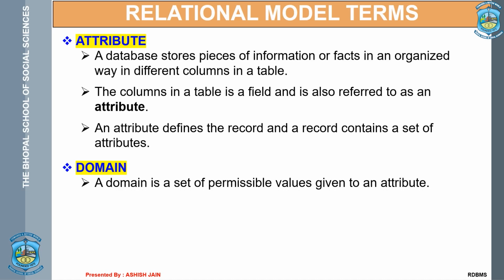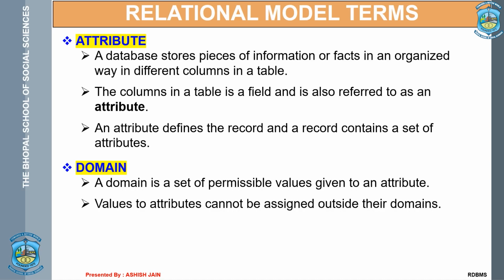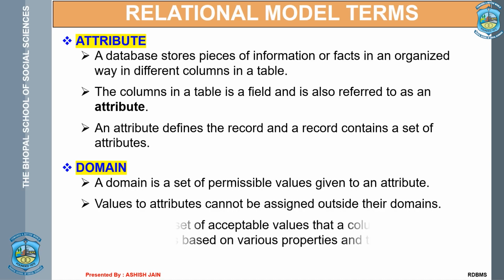For example, if I have a column called gender, I can have values such as male, female, or other values if you want, right? Apart from these allowed values, we cannot enter any other thing so that our data remains in a very consistent state. This is called domain. The values to attributes cannot be assigned outside their domain.